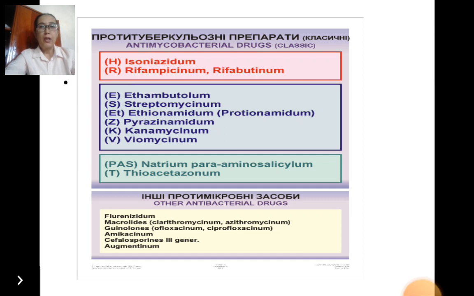Anti-tuberculosis drugs are abbreviated by letters. H is isoniazid. R is rifampicin or rifabutin. E is ethambutol. S is streptomycin. ET is ethionamide. Z is pyrazinamide. K is kanamycin. V is viomycin. PAS is sodium para-aminosalicylic acid, and T is thiacetazone.